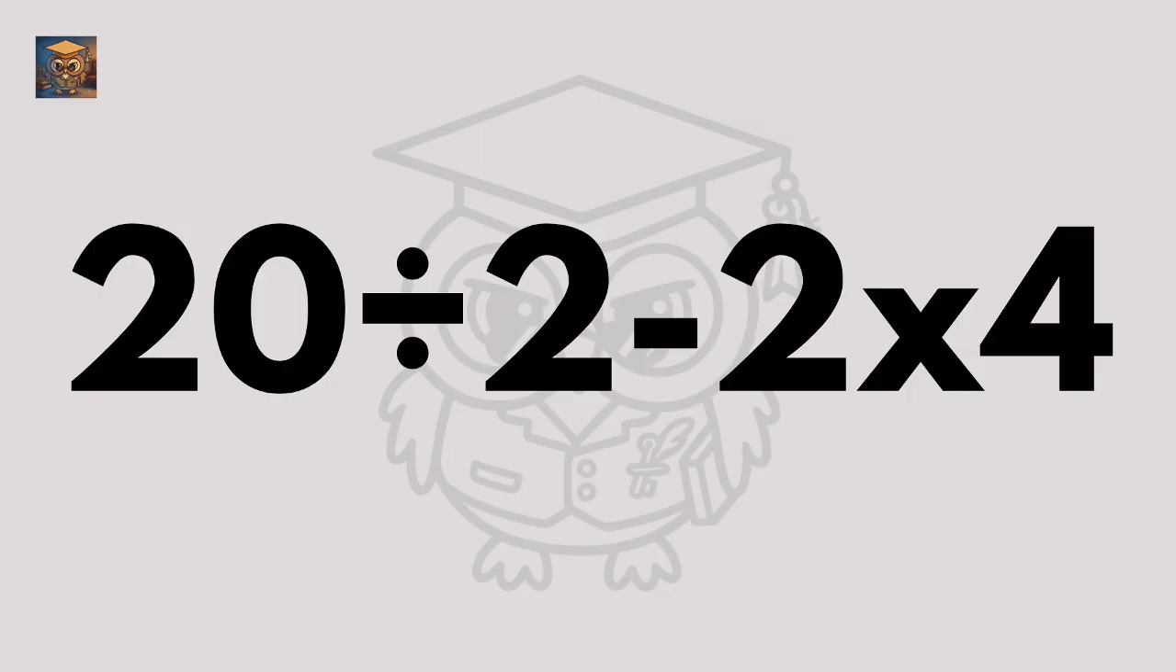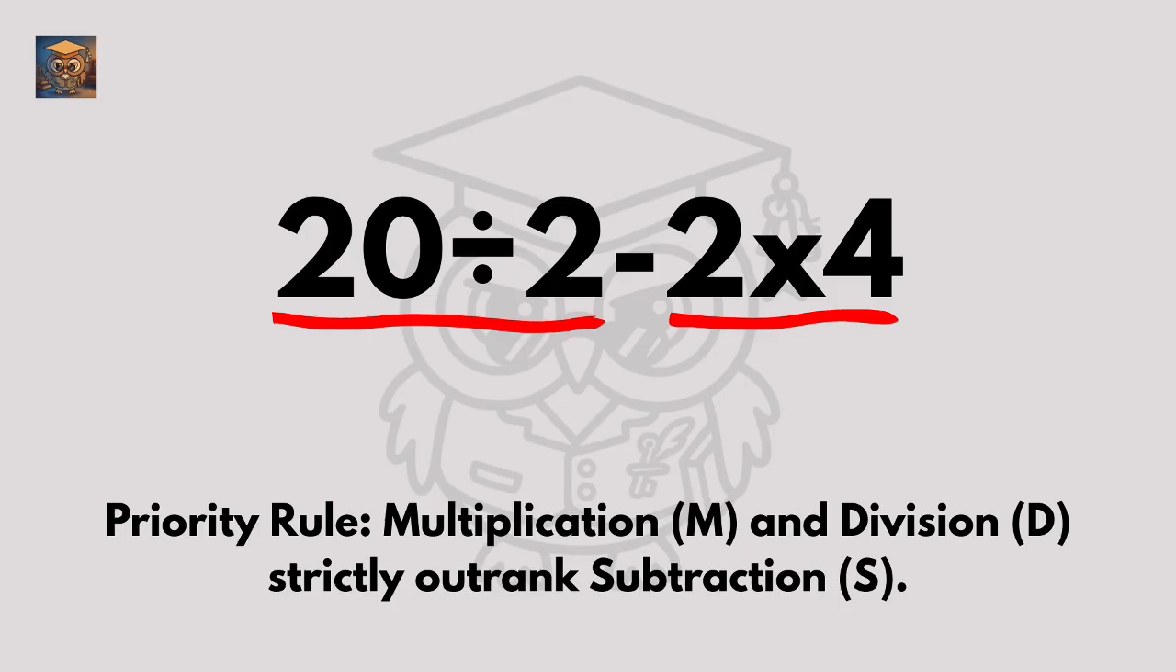Let's look at the strict priority rules of PEMDAS to solve it step by step. Before doing any math, we must look at the hierarchy of the operators on the board. According to the strict rules of PEMDAS, multiplication and division both sit at a higher priority level than subtraction. This means you are legally required to evaluate the division and multiplication completely before you touch the subtraction sign in the middle. Since multiplication and division share equal rank, we solve them moving from left to right.